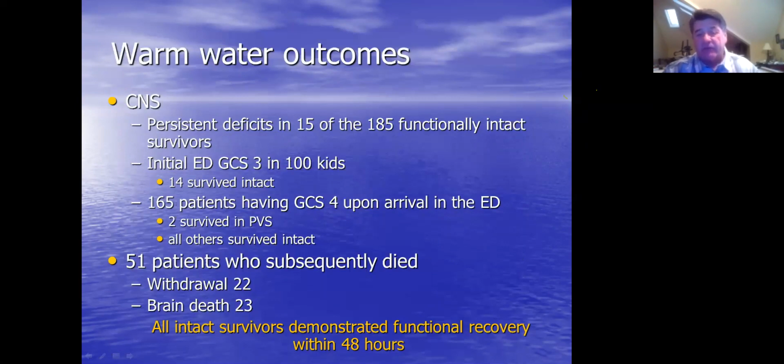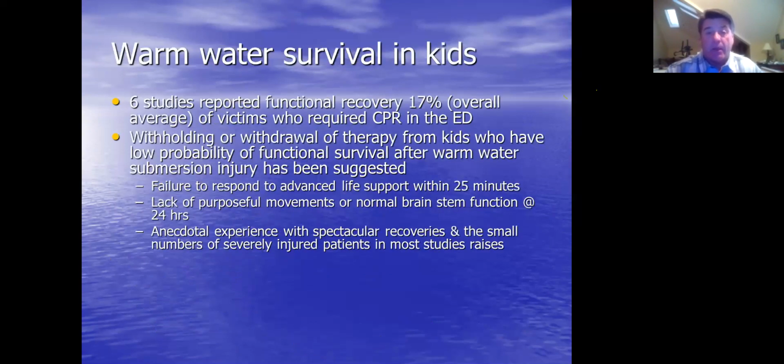All intact survivors demonstrated some type of functional recovery within 48 hours. So if you're going to have a survival and you've got severe central nervous system problems, if you're not better within 48 hours, chances are you won't get better. There was a study that showed 6 studies reported functional recovery in about 17%, the overall average of victims who required CPR in the emergency department.